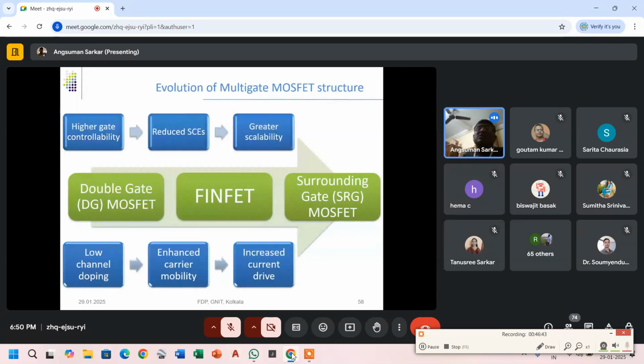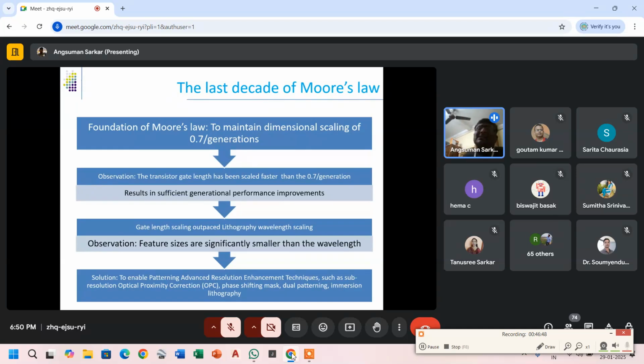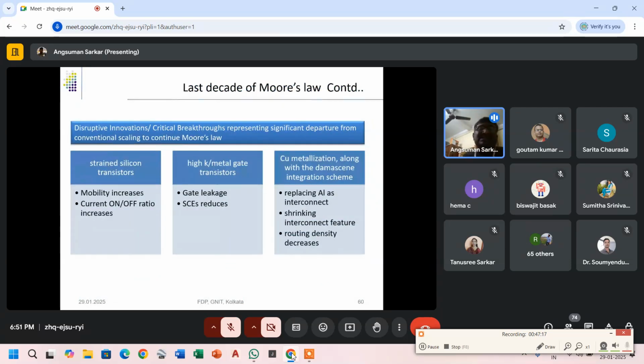So this is the evolution of the multi-gate MOSFET structure. This is the last decade of Moore's law. The foundation of Moore's law started with 0.7 per generation. But as I told, the feature size became very small, as people started to downscale the size in a very rugged manner. So that's why Moore's law failed. And as a result, various technologies like OPC, phase shifting mask, dual patterning, and immersion lithography came into the picture. So, the last decade of Moore's law.